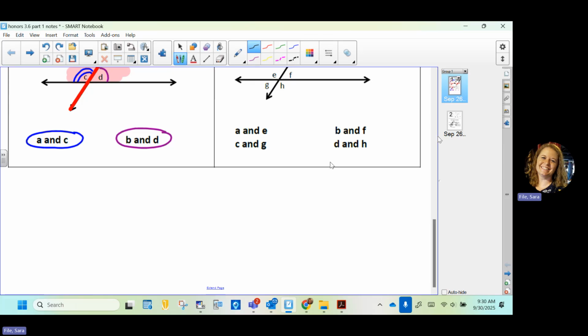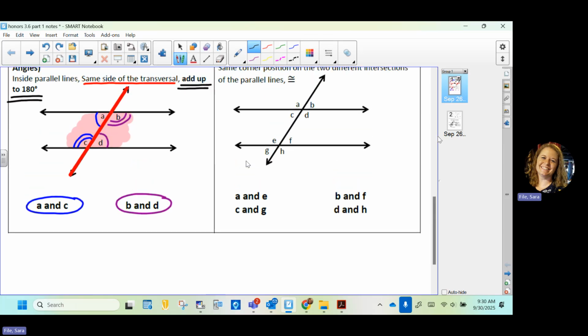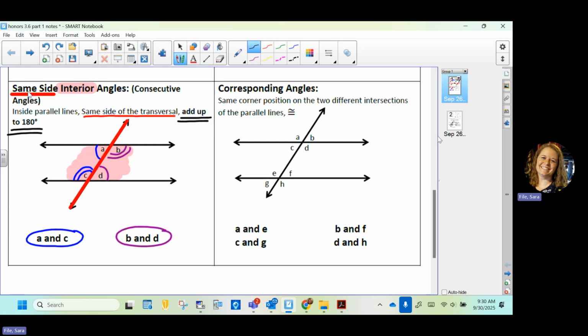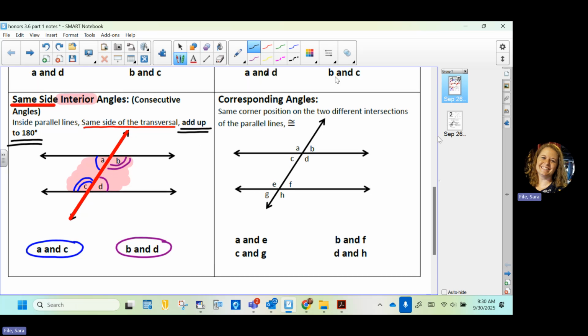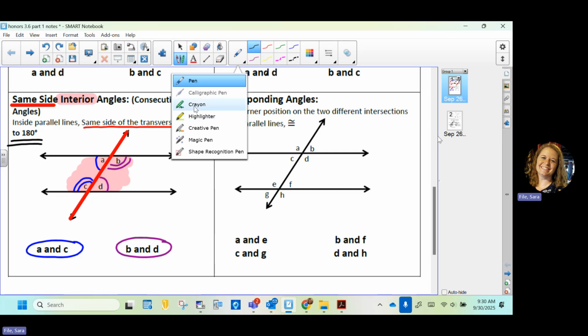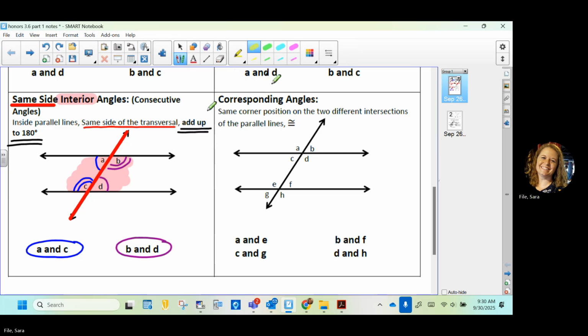on that graphic on the back, it is marked. So I'll just talk you through it here. There's same side interior and then same side exterior. I guess we can just do it on the same picture. I'll just highlight.